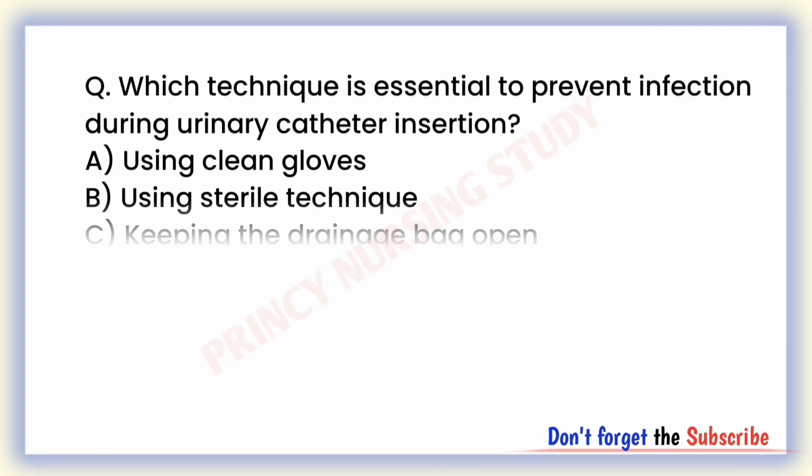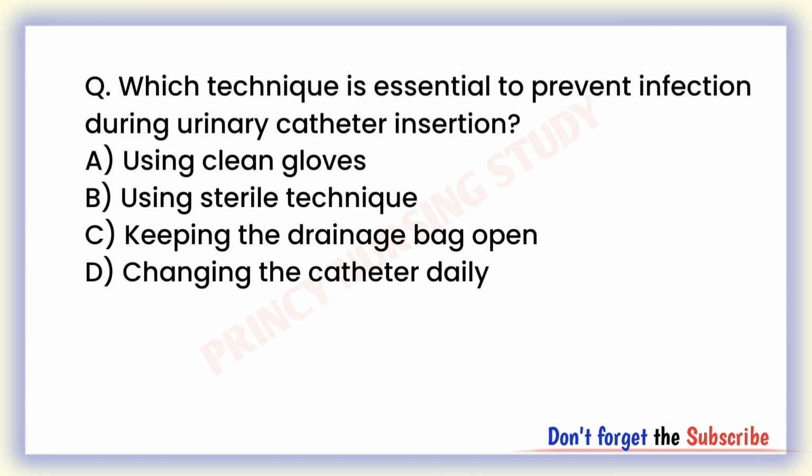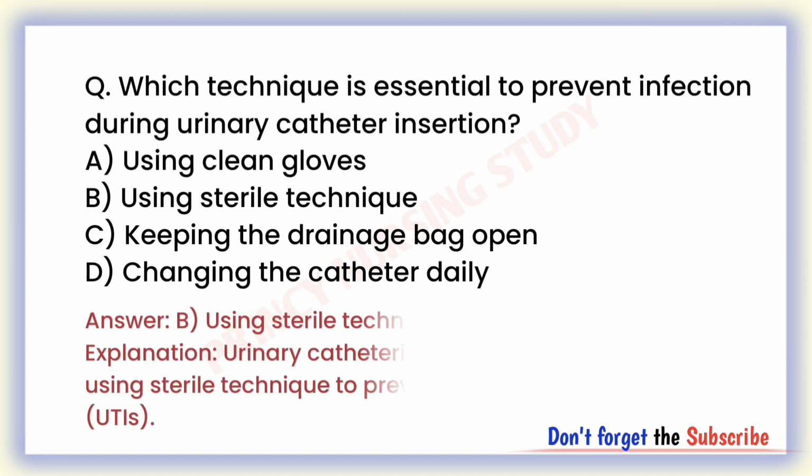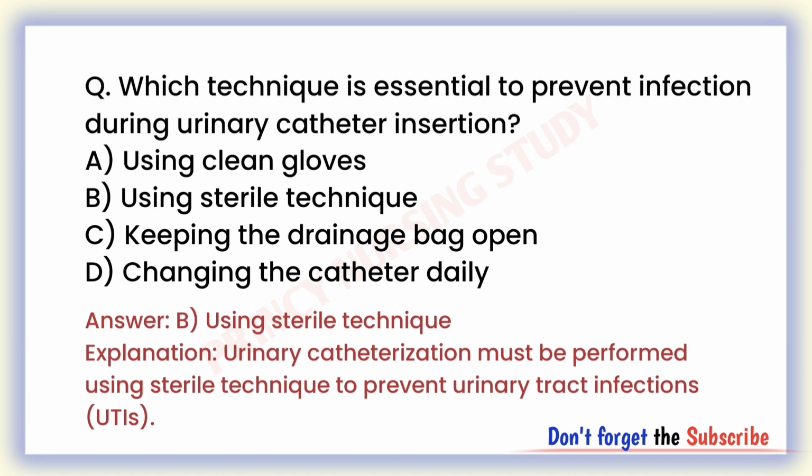Next question. Which technique is essential to prevent infection during urinary catheter insertion? Correct answer is B. Using sterile technique. Urinary catheterization must be performed using sterile technique to prevent urinary tract infections, UTIs.